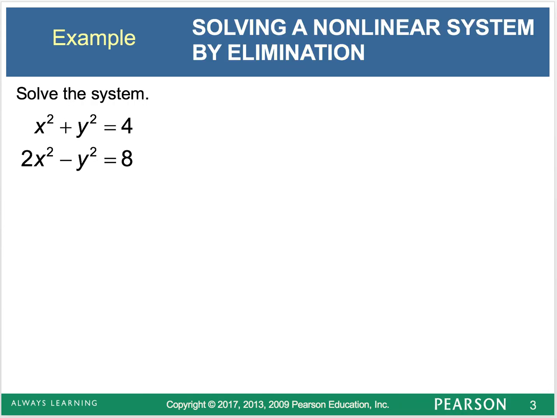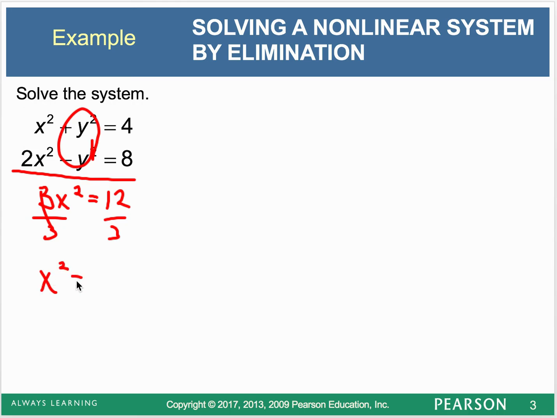Okay, so solve the system. What method do you think we're going to do? That's right, it looks like to me, if I just add these together, I eliminate my y's automatically. Now they're both x squared. So 1x squared plus 2x squared is 3x squared, right? 12. Okay, now I only have x's, so I can divide by 3. And then x squared is 4.